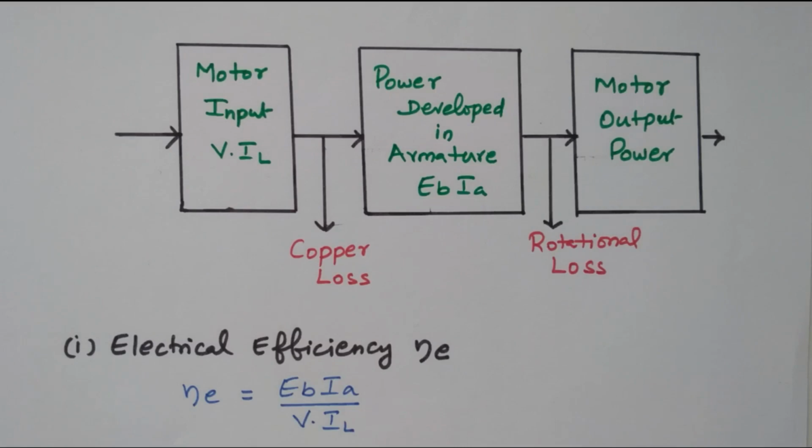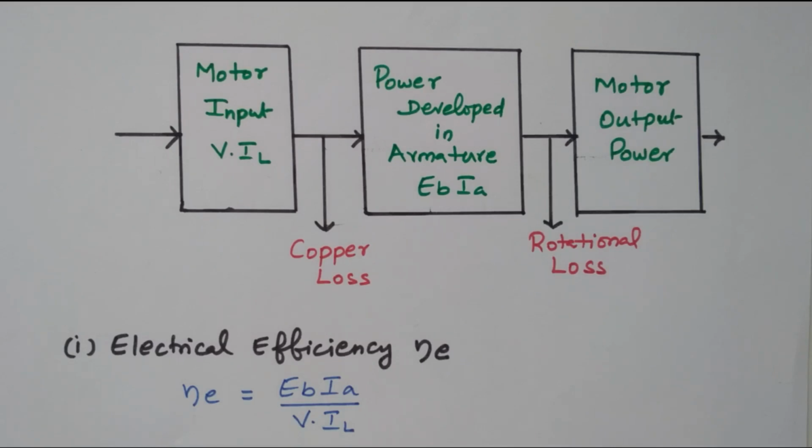The last one is the mechanical loss. Due to friction and windage, some losses will happen. Then we have stray loss. Mechanical and magnetic loss together is called stray loss. If you add the shunt field copper loss, which is independent of the load, that is called constant loss. Then variable loss is nothing but armature copper loss.